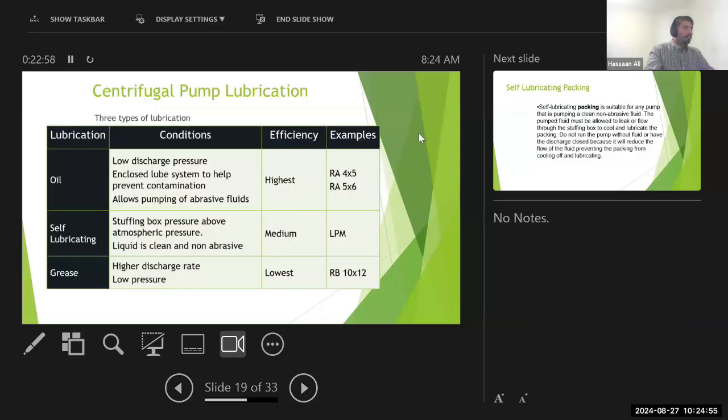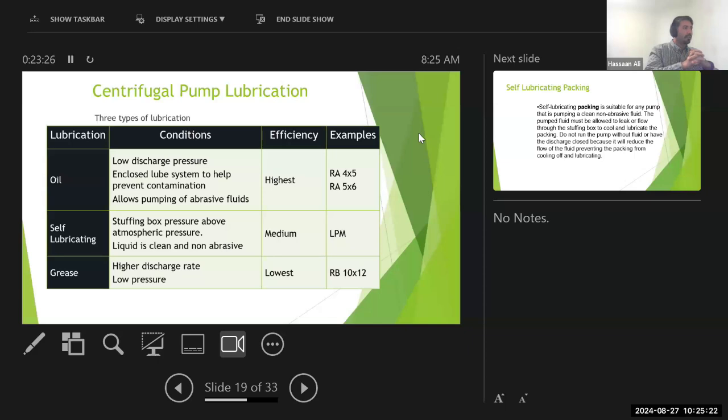Lubrication of centrifugal pumps is very important, because the lubrication will determine what kind of vibration levels you will experience. The most common type of lubrication is oil. So we will have an enclosed lubrication system. There will be an oil lubrication system that is part of the centrifugal pump, and it makes sure that the bearings are very well lubricated.